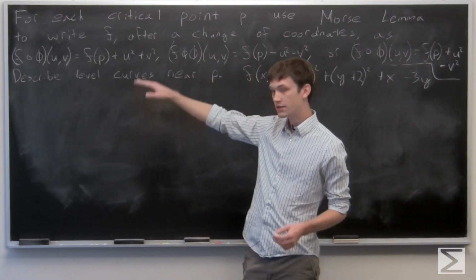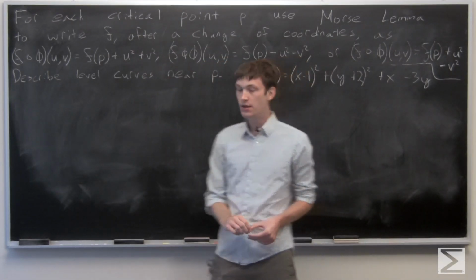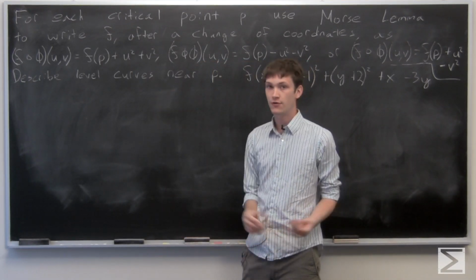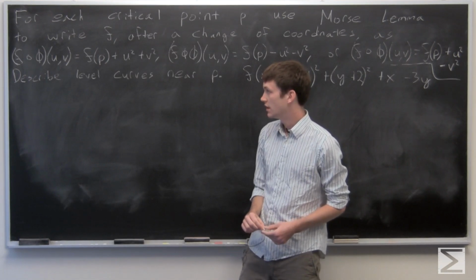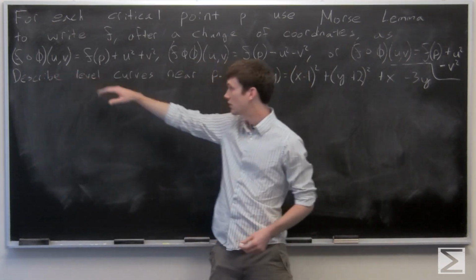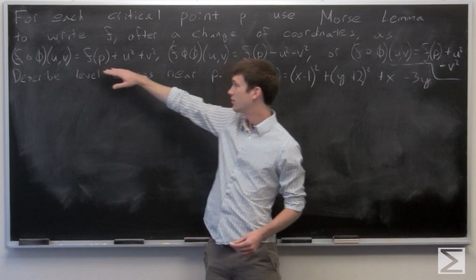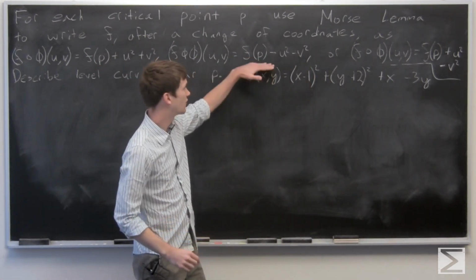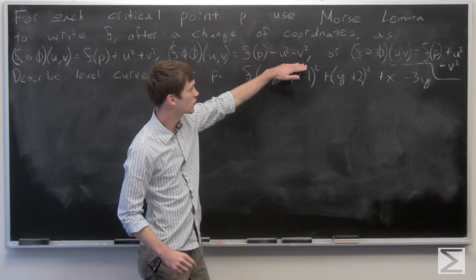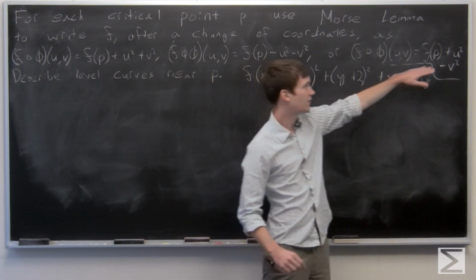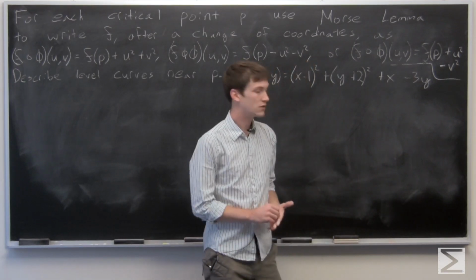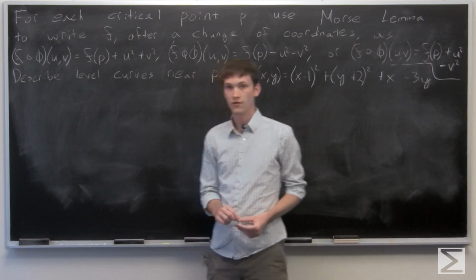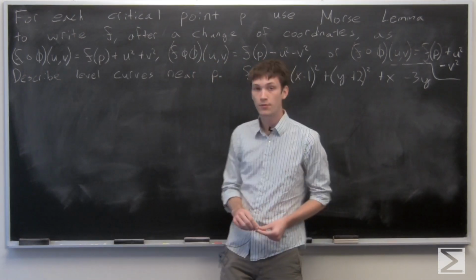Okay, in this problem, we're asked to, for each critical point P, use Morse lemma to write f, after a change of coordinates, in one of the following three forms. The first form is f of p plus u squared plus v squared. The second form is f of p minus u squared minus v squared, or the third is f of p plus u squared minus v squared. We also want to describe what the level curves are like near p.